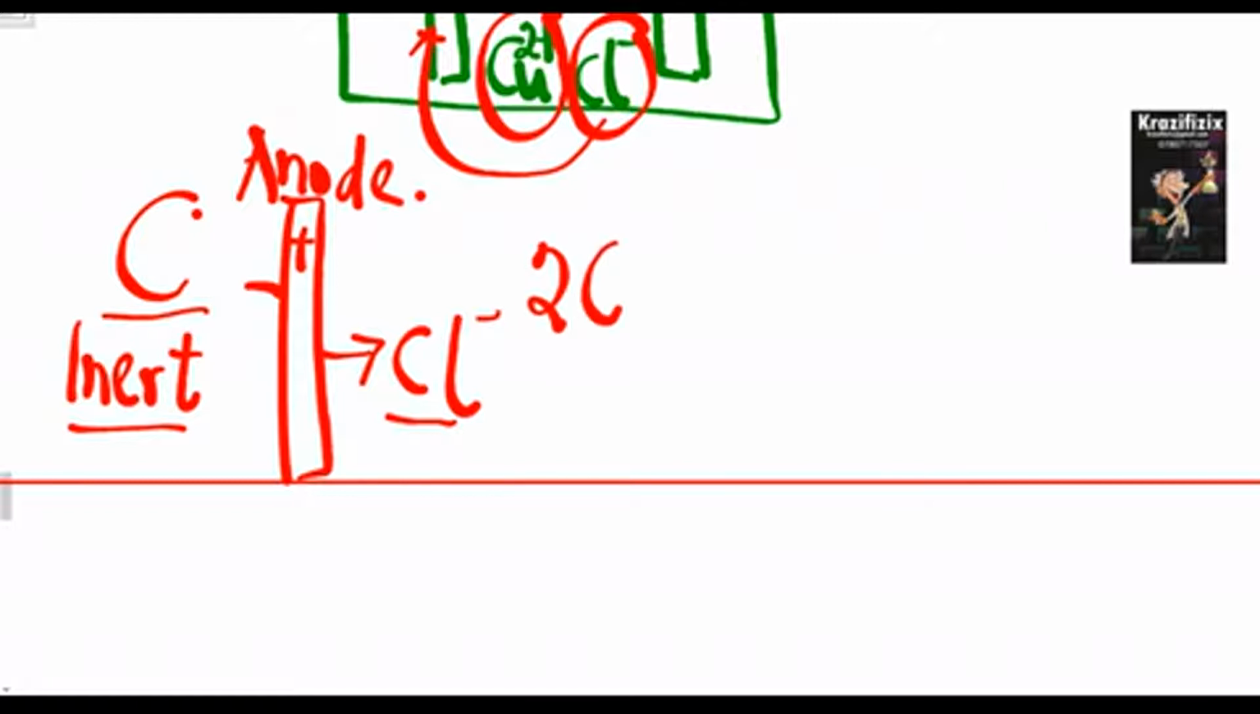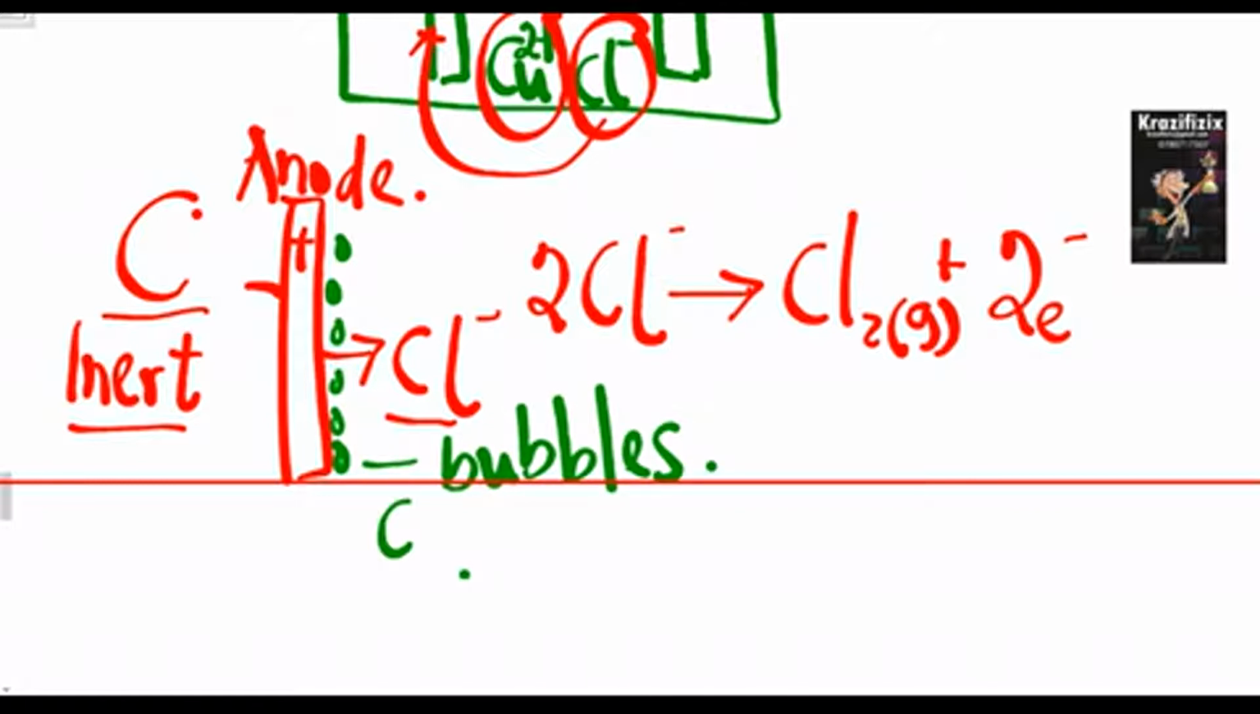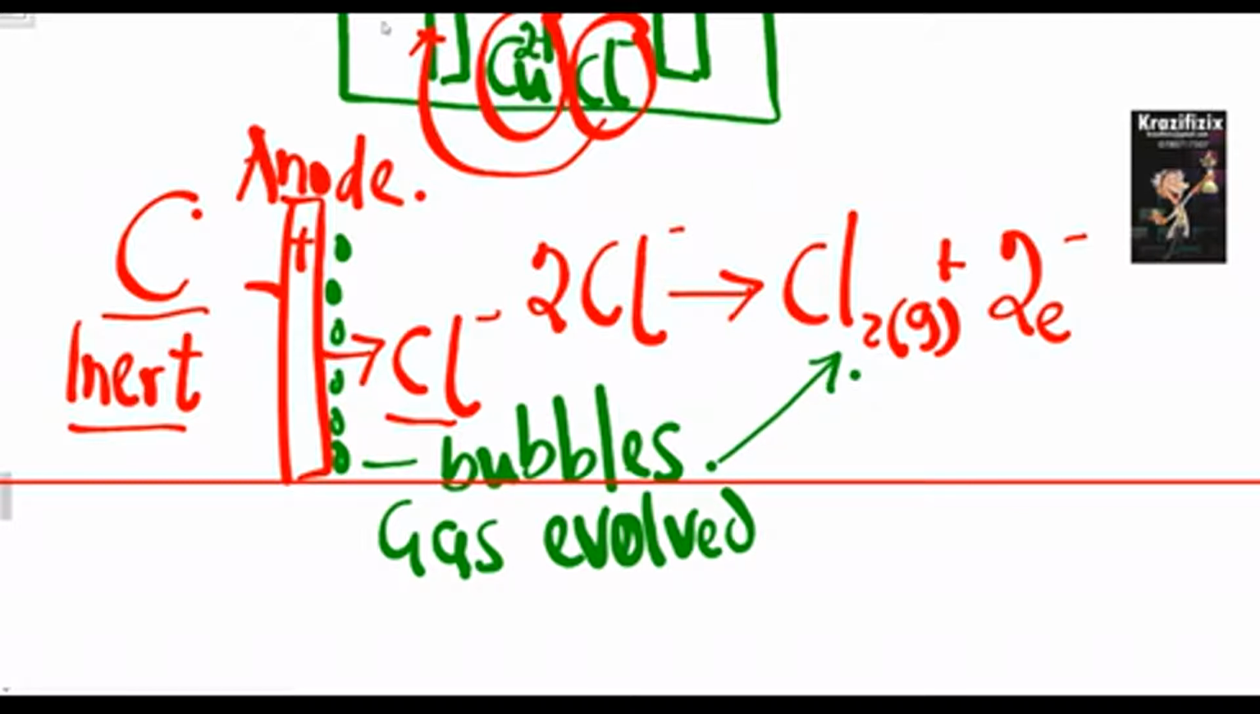Our half cell reaction therefore will be 2Cl minus. Remember, we copy and just change it around. Cl2 gas plus 2 electrons. So that means there'll be a gas actually given out here. And how do you know there is a gas? You have bubbles. That's a good place for a question there. Bubbles tells you that a gas is being evolved. And what is the gas? It's our chlorine gas.